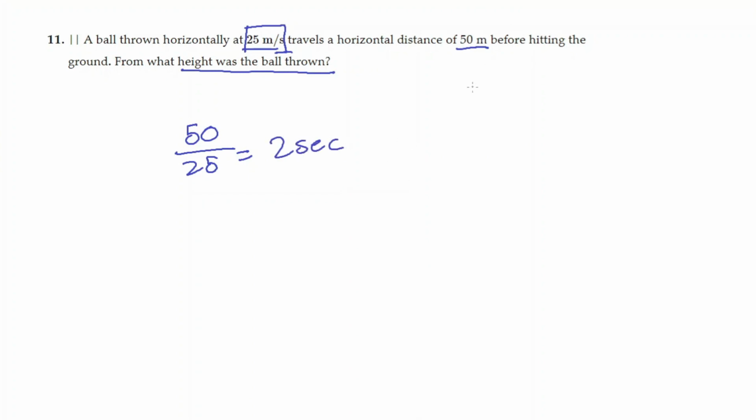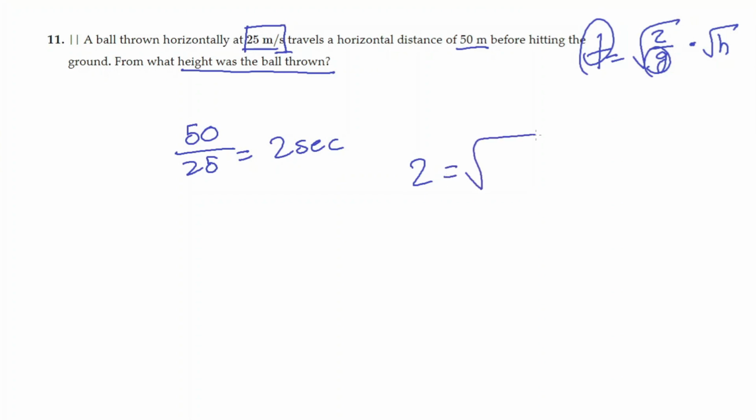So now we know the time and we know gravity. We need to figure out what height the ball was thrown from. If you remember, we would use the free fall equation, which is t equals square root of 2 over g times square root of height. So we know t here and we know g, so all we need to do is figure out height. So let's start plugging in stuff. We have 2 equals square root of 2 over 9.8, which is g, times square root of height.